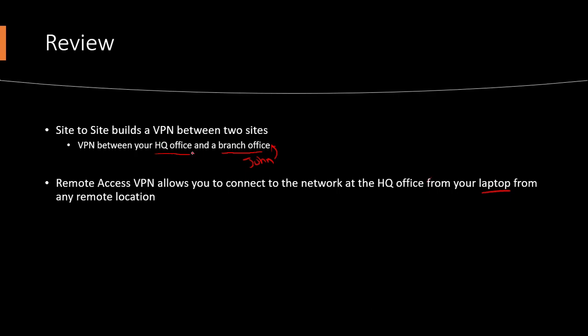And then if you have a VPN that's been built between the headquarters office and the branch office, John can VPN into the headquarters office, use the tunnel that's been built between headquarters and his branch office, and now he can get access to any resource that's on the branch office, all because of a remote access VPN. And again, you can access the VPN from any remote location as long as it has an internet connection. And ladies and gentlemen, that's the difference between a site-to-site VPN and a remote access VPN.